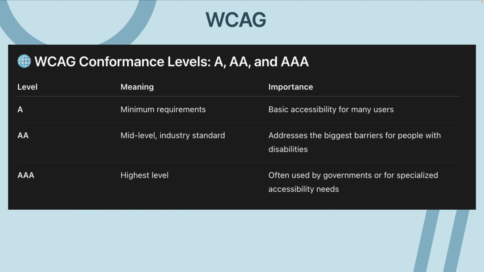And AAA is the highest level. This involves not only the minimum usability, but also all of the best practices. Often it's used by governments or for specialized accessibility needs. So at least our website must comply with the WCAG AA rule.